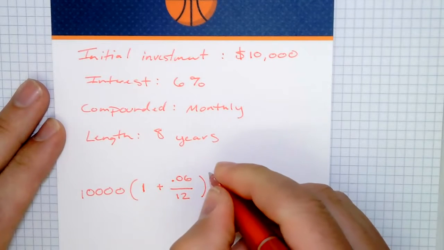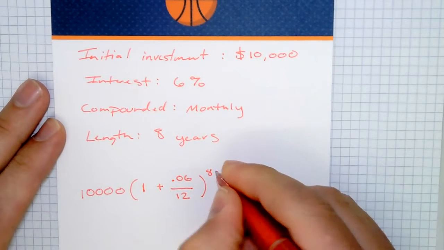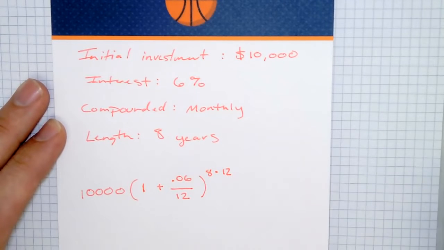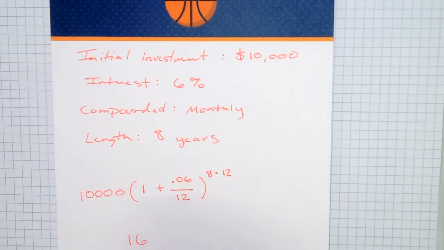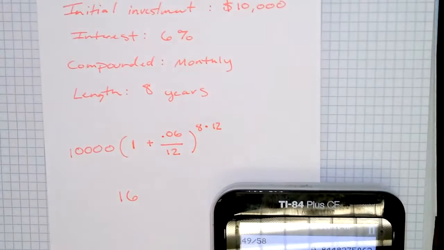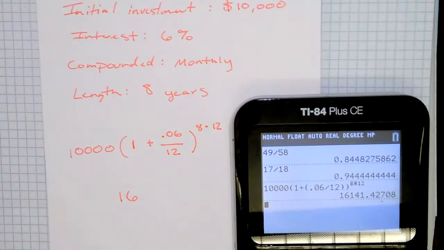Then our exponent: 8 times the number of compounds per year, which in this case should be 12. We put it all into a calculator. I think it's what, 16,141? Yeah, we had it from last class.